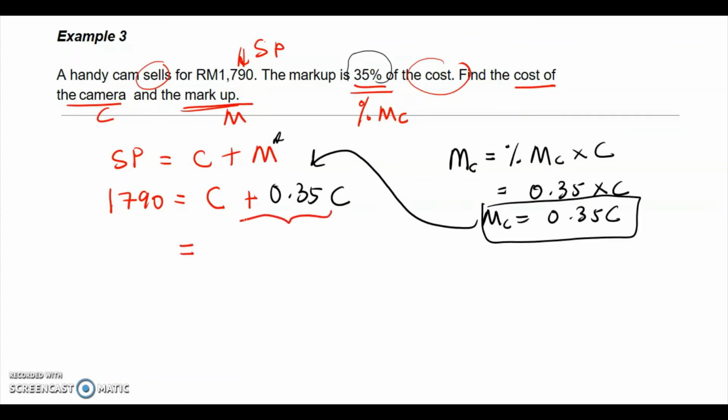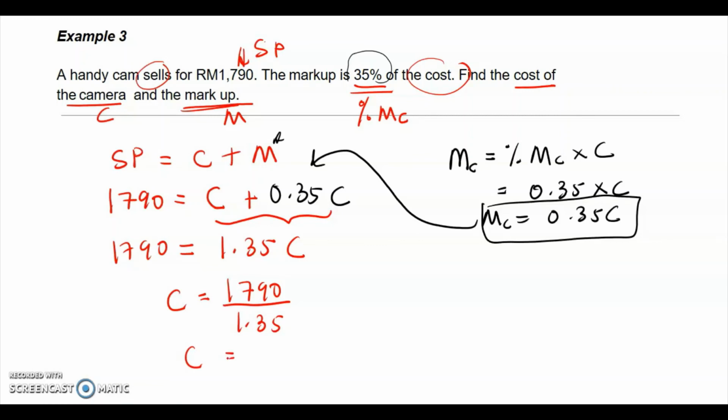Next, you need to solve the equation. Since these two are like terms, we can combine them. So C plus 0.35C is 1.35C. This is 1790. So C equals 1790 divided by 1.35. So C equals RM1325.93. So this is the cost price of this camera.